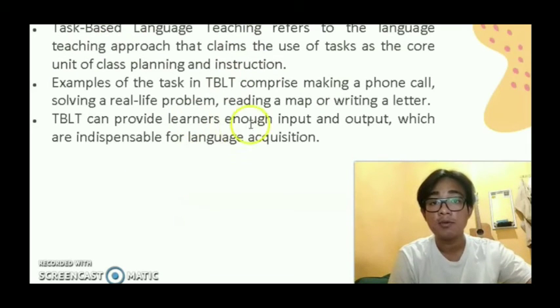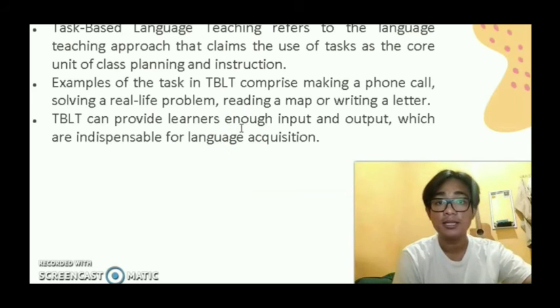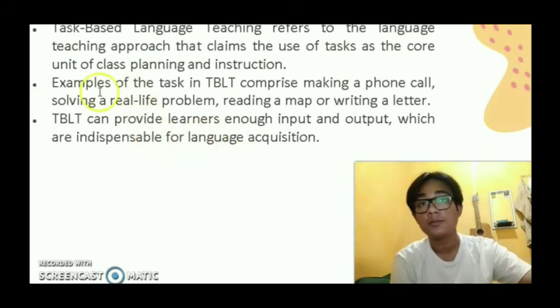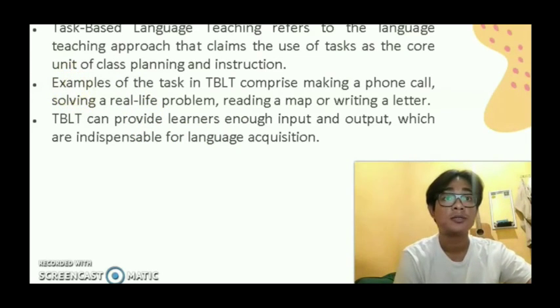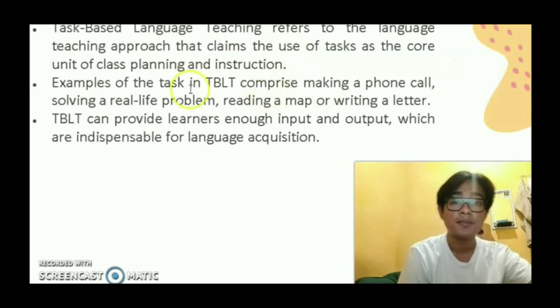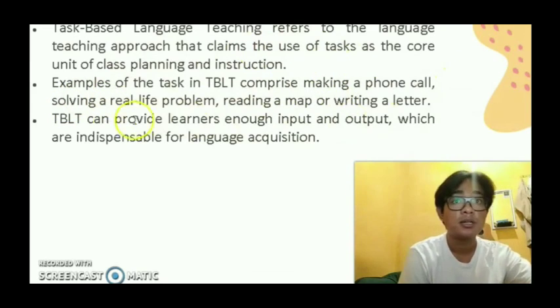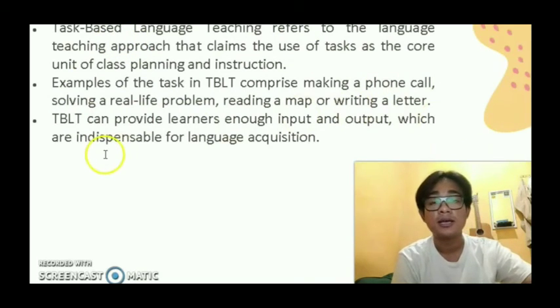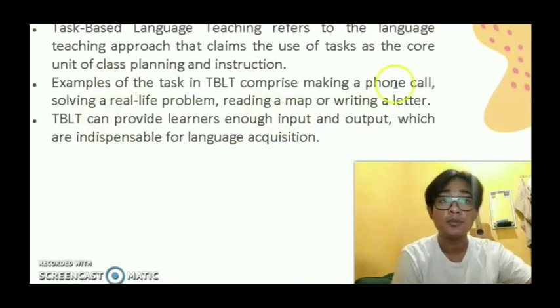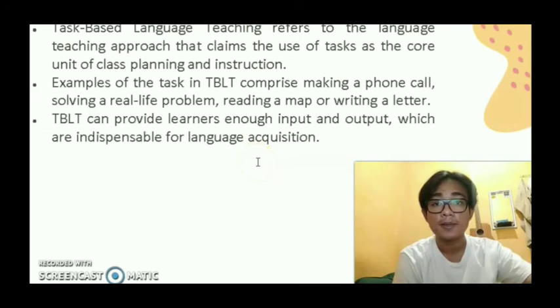Jadi TBLT merupakan pembelajaran bahasa yang menggunakan tugas sebagai inti atau bagian dari pembelajaran tersebut. The examples of the task in TBLT comprise making a phone call, solving a real-life problem, reading a map, or writing a letter. Jadi task dalam TBLT meliputi ini, making a phone call, solving a real-life problem, reading a map, or writing a letter. TBLT can provide enough input and output which are indispensable for language acquisition. Jadi TBLT tasknya itu dapat bermanfaat dalam penguasaan bahasa.